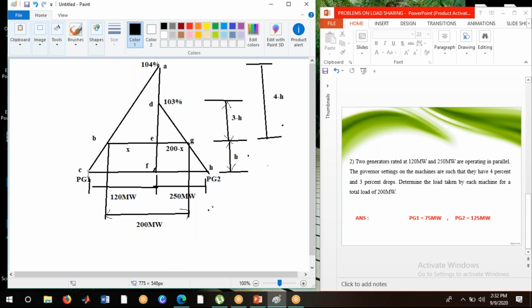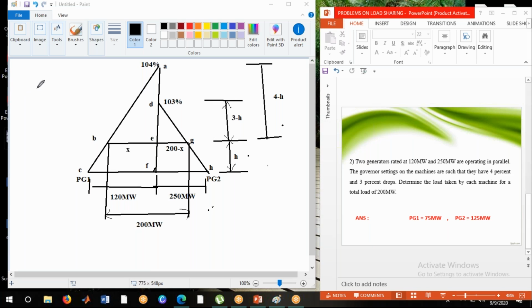So this is the graph we obtained here. Now, by using these triangles, we have the two sides, right? One is generator one side and generator two side. By using these triangles, we can find H. After that, we can substitute the H value, the X value. Then we can find what is the load sharing for PG1 and what is the load sharing for PG2 out of 200.